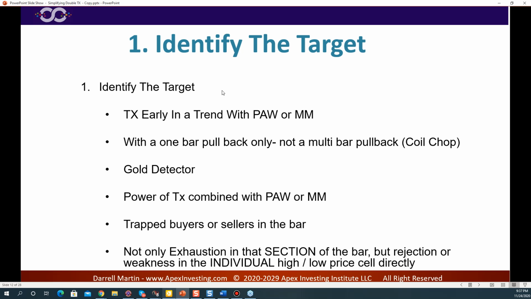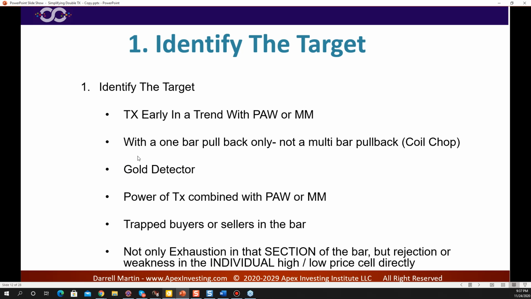Okay. Now, what separates this? Here's where the confusion comes in for a lot of people. What separates this from just a normal TX trade? Well, we want a TX early in a trend, but there also has to be either a paw or a mini magnet also on that bar. Okay?